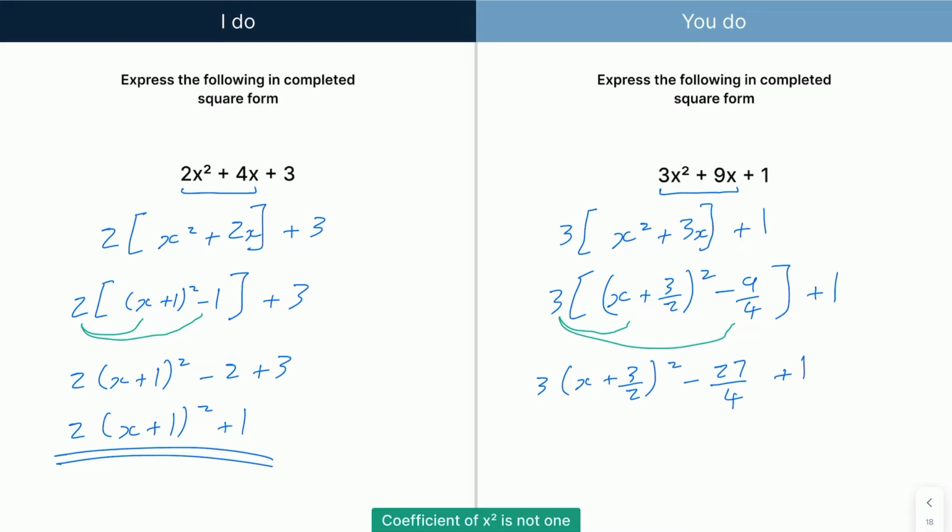Now we can tidy this up. So we can write the plus 1 as, if you multiply the top and bottom by 4, 4 over 4. So that's x plus 3 over 2 all squared minus 27 over 4 plus 4 over 4. And just to tidy that up, that'll become 3 bracket x plus 3 over 2 all squared minus 23 over 4.